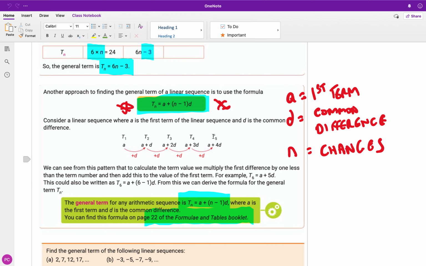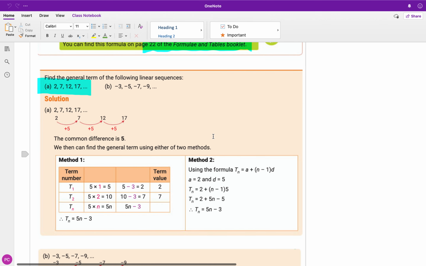So let's have a look at that formula being used. Let's go down here and find the general term. If we take part A here, here's our pattern: 2, 7, 12, and 17. I want to use this formula here: a plus n minus 1 times d. Now remember what they mean. a is the first term, and d is the common difference.